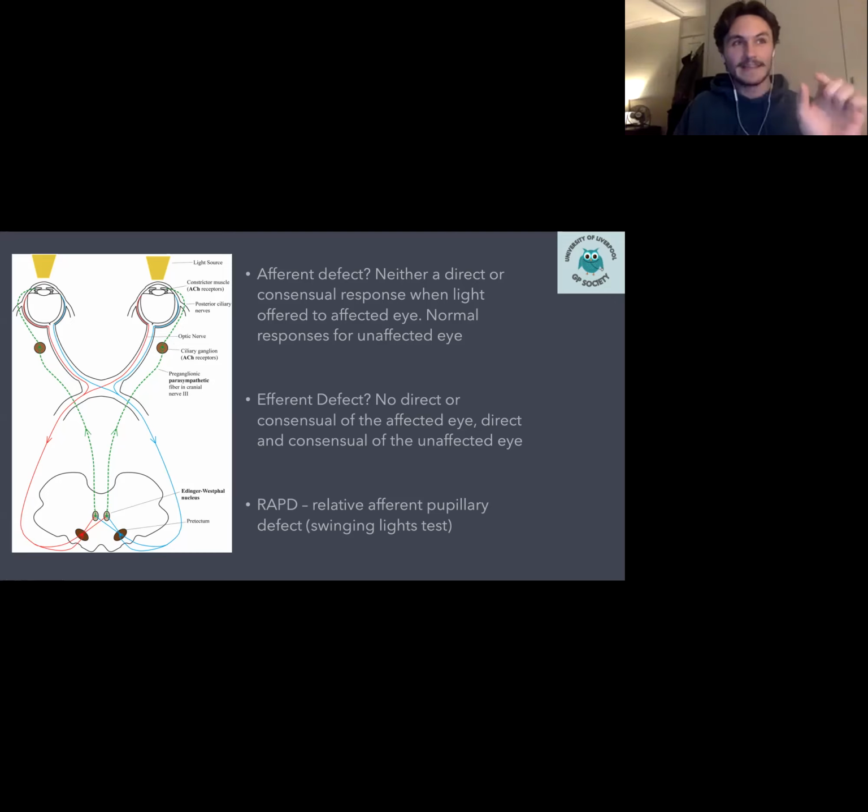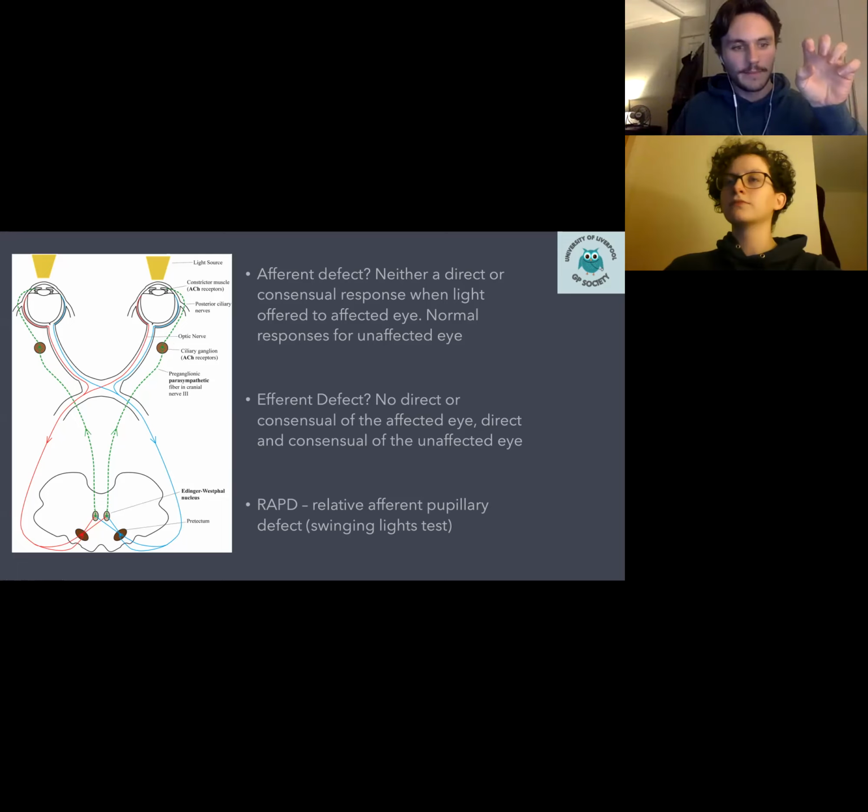And so the affected eye is the eye that when you bring the light to it, there is a considerable and prolonged dilatation of the pupil. So it actually dilates in response to light.